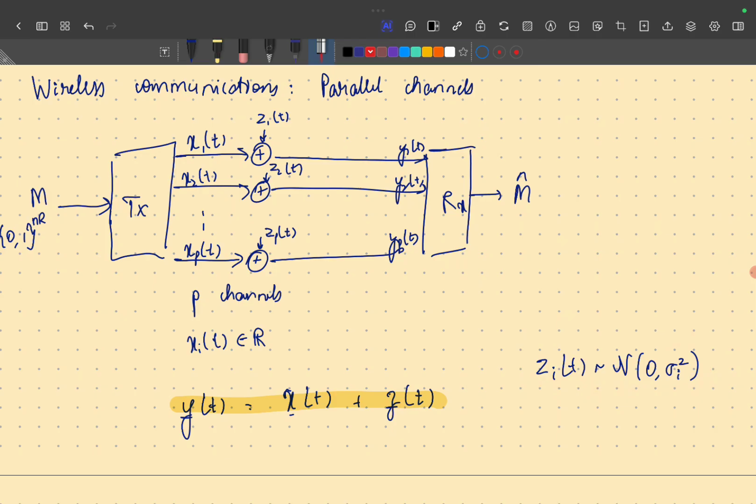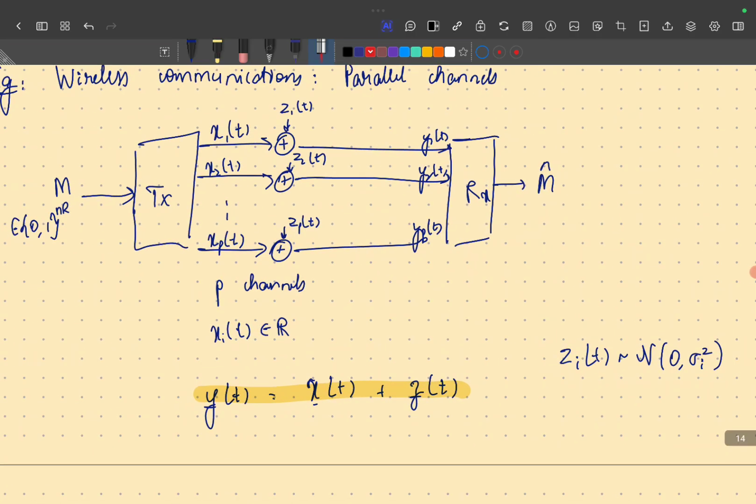Okay, but that's again a digression. But right now, this is the model. You transmit an electrical signal through each of these channels. What you get is the electrical signal corrupted by Gaussian noise. Everybody knows the variance of the noise, but that's about it.